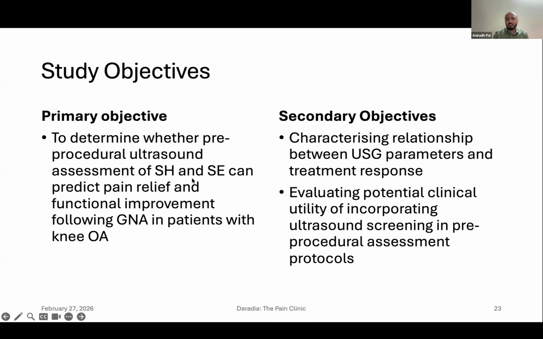Secondary objectives were to see if there is any relationship between the ultrasound parameters and treatment response, and evaluating the potential clinical utility of incorporating ultrasound screening in the pre-procedural protocols. So whether we should include this in our routine pre-procedural assessment.